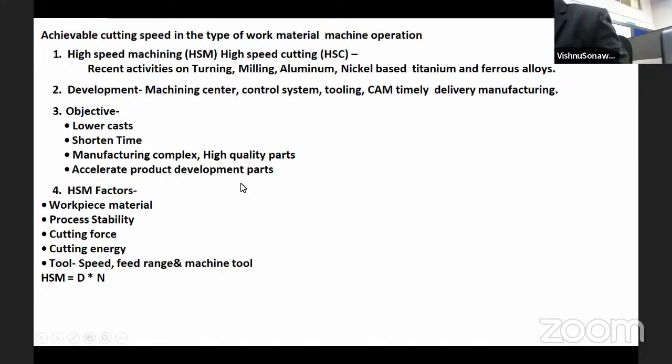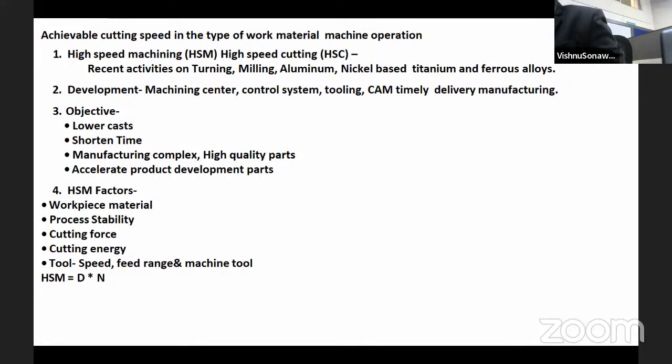Development is required for high-speed machining: the machining centers, control systems, tooling, CAM, delivery. And the objectives of the machining centers or high-speed machining are lower cost, shorter time, manufacturing complex and high quality parts to accelerate product development. These are the objectives. Why are we going for this high-speed machining?